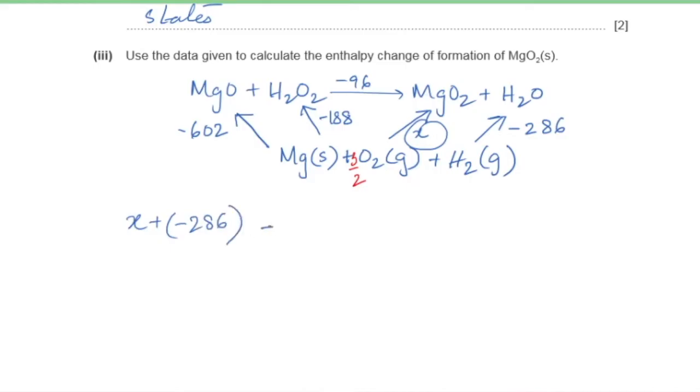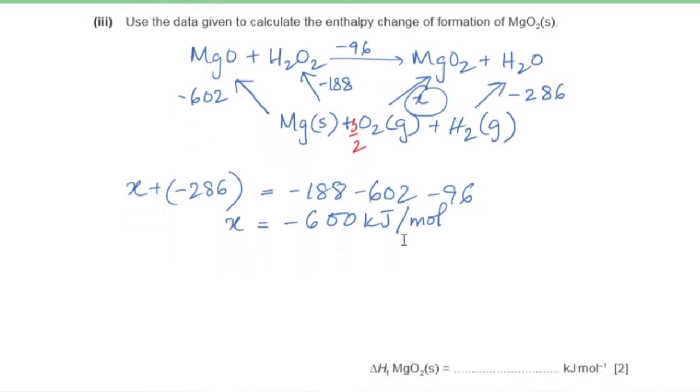Our enthalpy for the direct route is going to be equal to the enthalpy for the indirect route, and that is the rule. So negative 188, negative 602, negative 96. And that's how you get a value of x as negative 600 kilojoules per mole. And this is the enthalpy change of formation of MgO2 from its elements in their standard state.